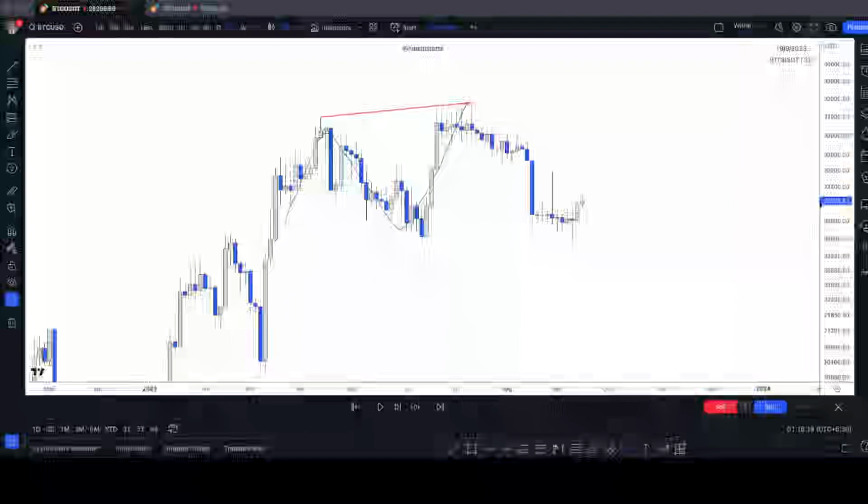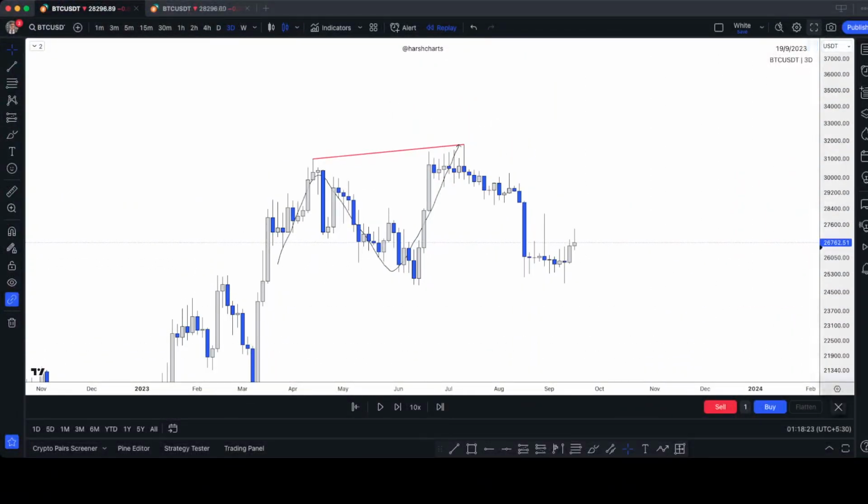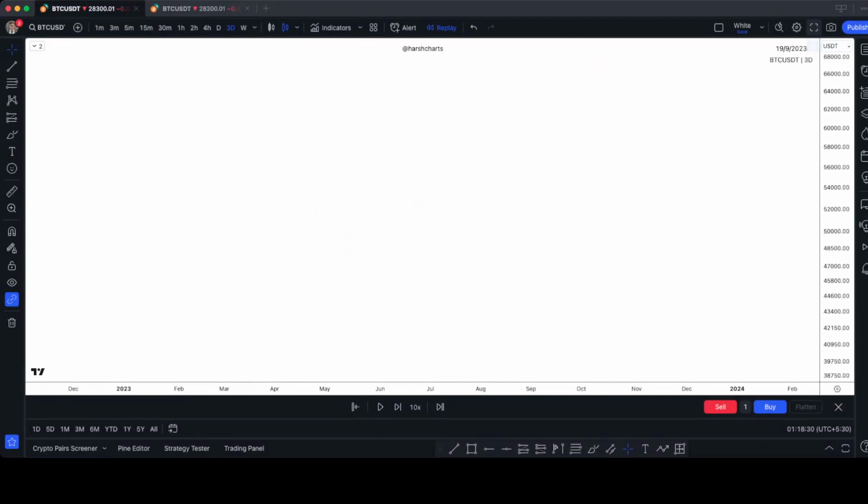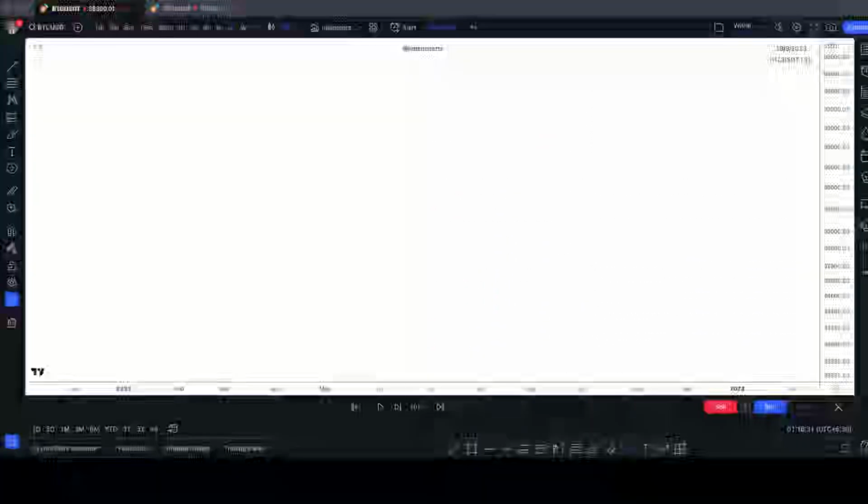You mentioned hidden divergence. Yes, I'll tell you that. I'll try to make it simpler in one picture once I teach you these. Now I hope you all are clear with bearish divergence, which is the simplest thing.